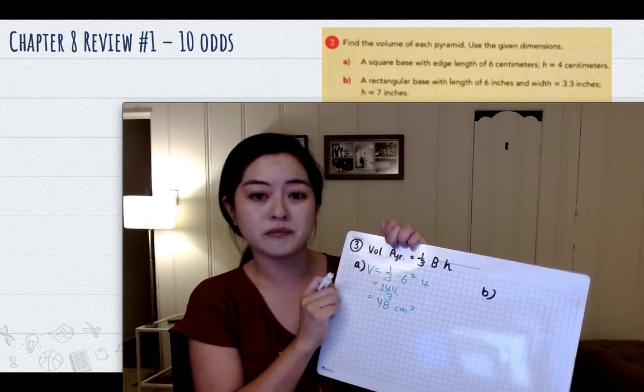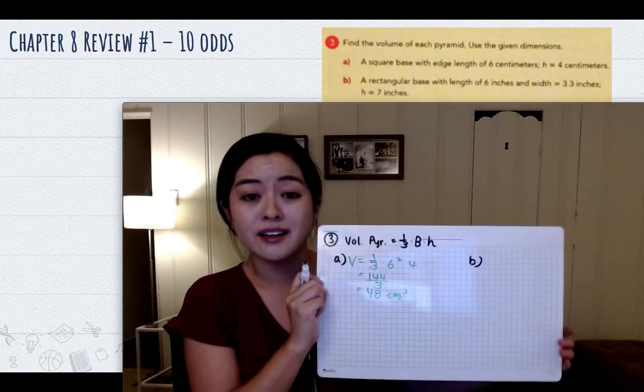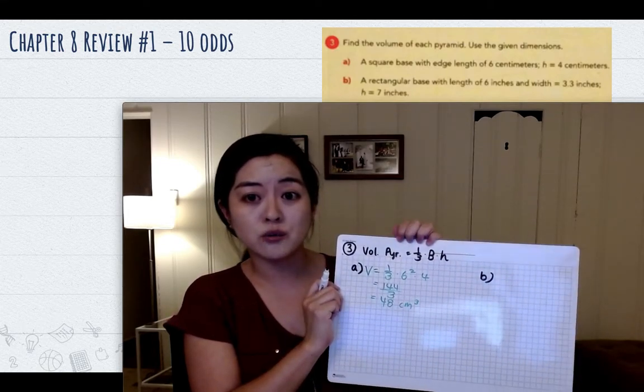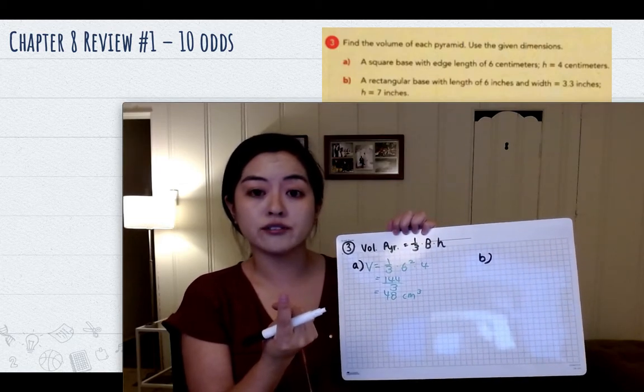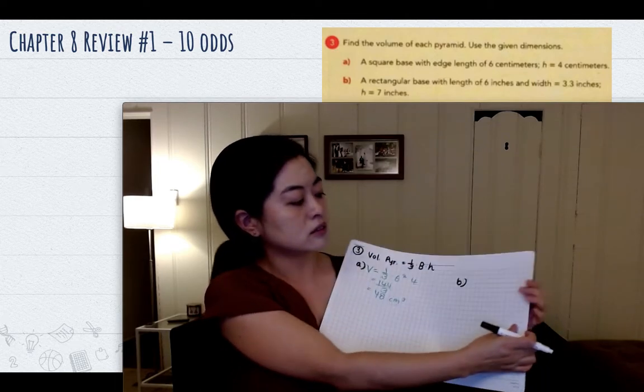Okay. Let's look at B. All right, now B gives you the base as a rectangle. So if it's a rectangle, then to find the area of the base, we have to do length times width, right? Okay, so let's look here.